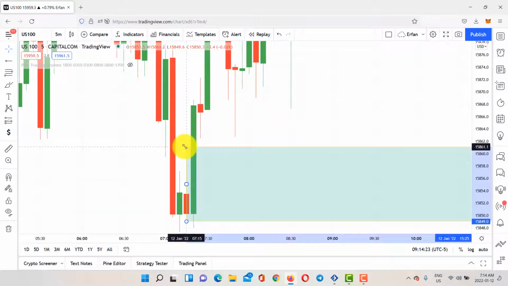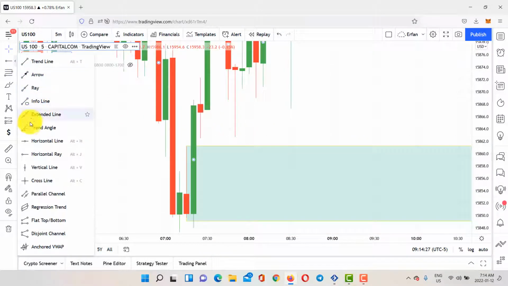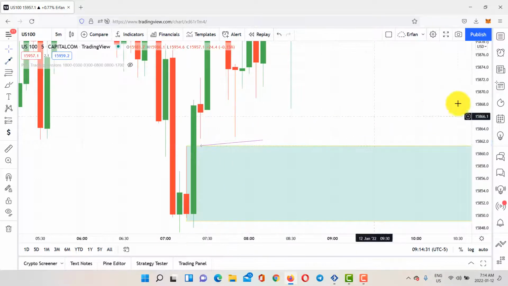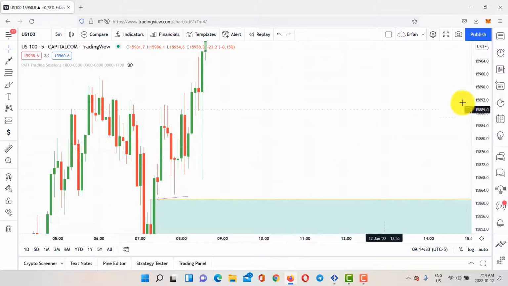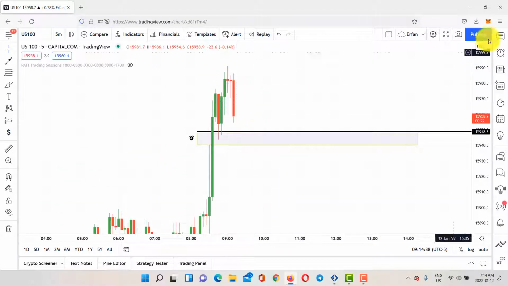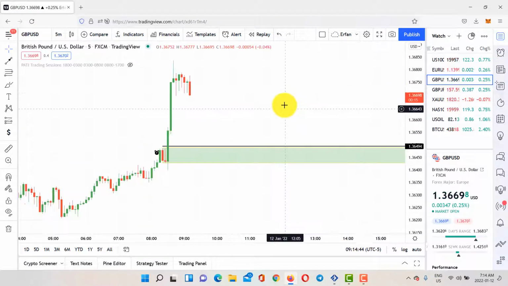So this 5 minutes, see, it's not tapped into. So I can clearly see this gap right here. There's a gap here, there's a gap here. So this zone is still not tapped into. But just in case, to see what's happening. Okay, so we have this one right here. We have Euro USD. We have GBP USD.